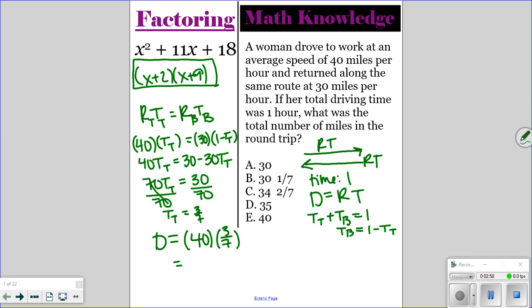So that's 120/7, which is 17 1/7. But that's just there. It asks for the total number of miles. So going there was 17 1/7, and then going back was 17 1/7. So 2 times that would be 34 2/7. So that would be your answer.